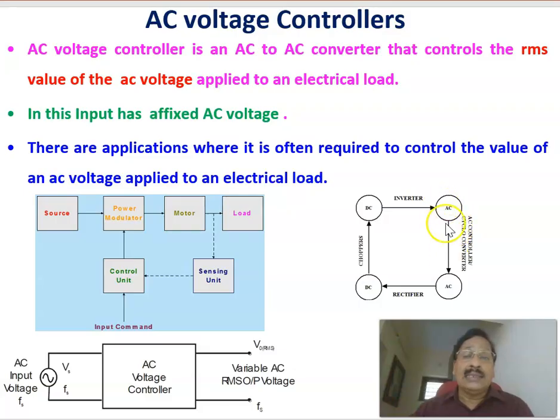As we can see here, the input is a fixed AC and the output is a variable AC voltage. That is, the RMS value of the output voltage is varying, and that is where we use AC voltage controllers. Another one is the cycloconverter, which will be explained in another presentation. In this presentation, we'll be concentrating on AC voltage controllers, in which the input is a fixed AC voltage and the output is a variable AC voltage. Therefore, the RMS value of the output voltage can be varied.